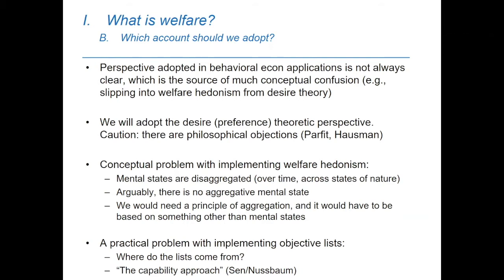There are some attempts to formalize the objective lists approach. I put Sen's capability approach in this category. Martha Nussbaum, a modern philosopher, has written on this approach. Perhaps there are ways to go, but I think it's challenging. So in the rest of these lectures, we will follow the desire theoretic school of thought.